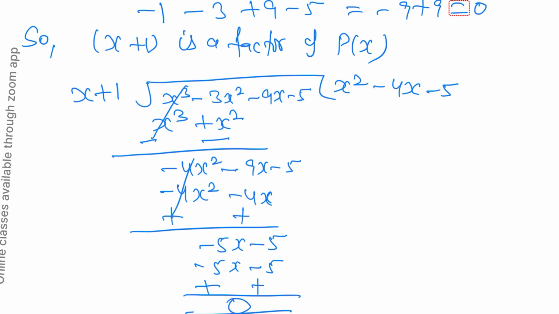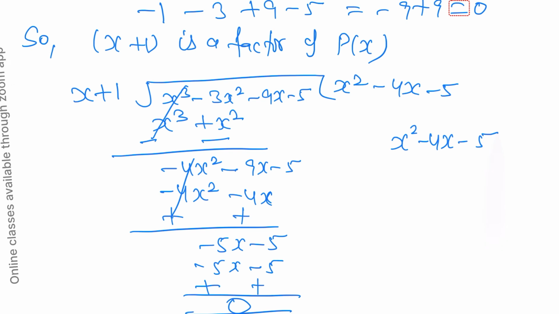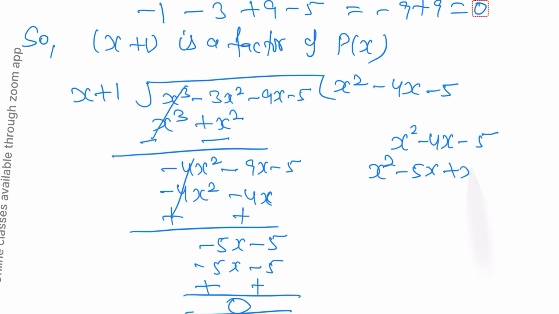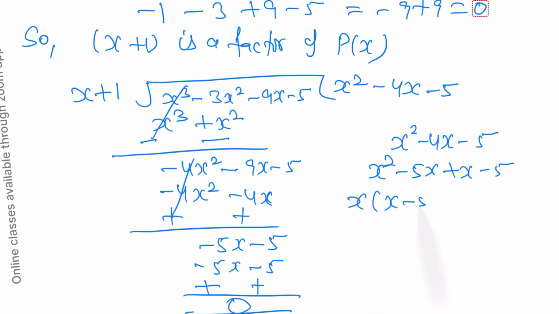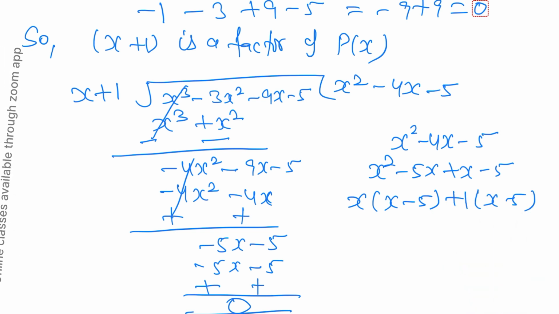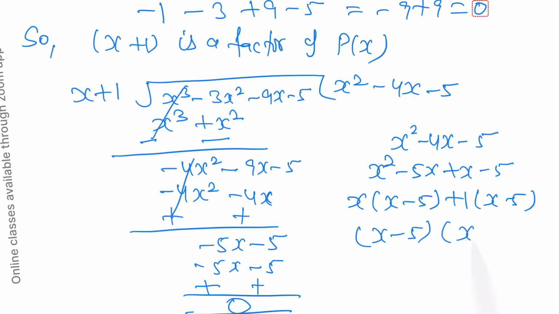so remainder becomes 0. Now we need to factorize x square minus 4x minus 5 by using the splitting of the middle term. Here we need product as minus 5x square and sum as minus 4x. So we can take x square minus 5x plus x minus 5. So from first two we can take common, so it is x minus 5, and from last two plus 1 is common, so it becomes x minus 5. So throughout x minus 5 common, remain with x plus 1.